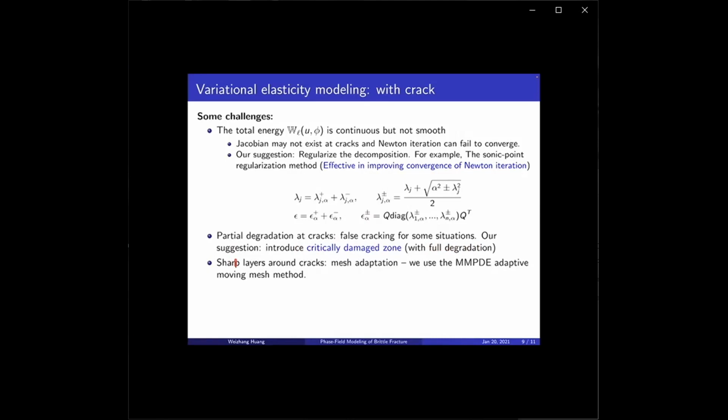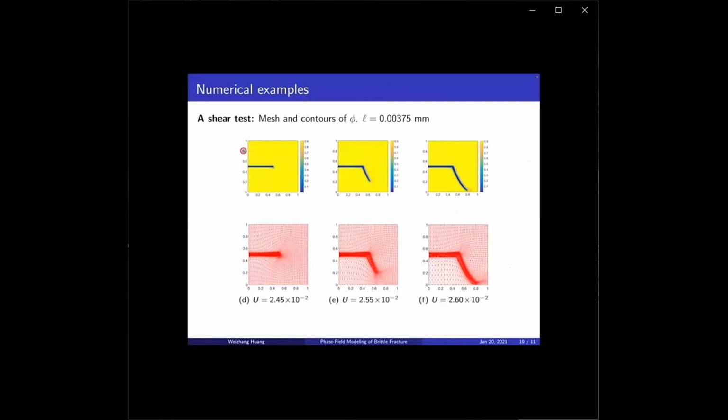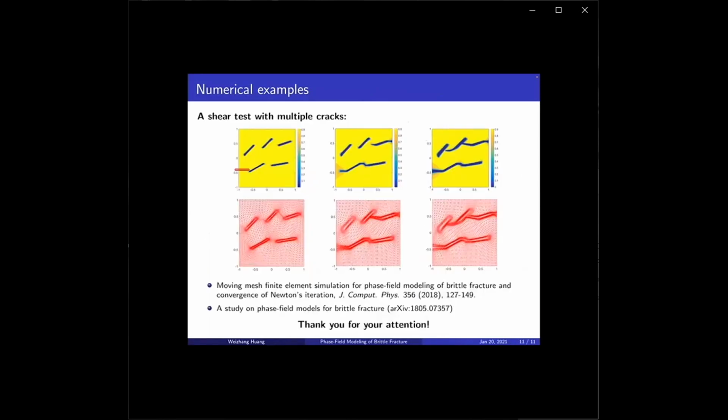So then another issue is that we're going to have a very sharp layer around cracks. So it's very natural to use a mesh adaptation to catch these cracks. So we use the MMPD adaptive moving mesh methods. So this is a shear test situation. The first row showing the evolution of the cracks, which is the contour of phi. The detail of the work can be found in these 2 references.